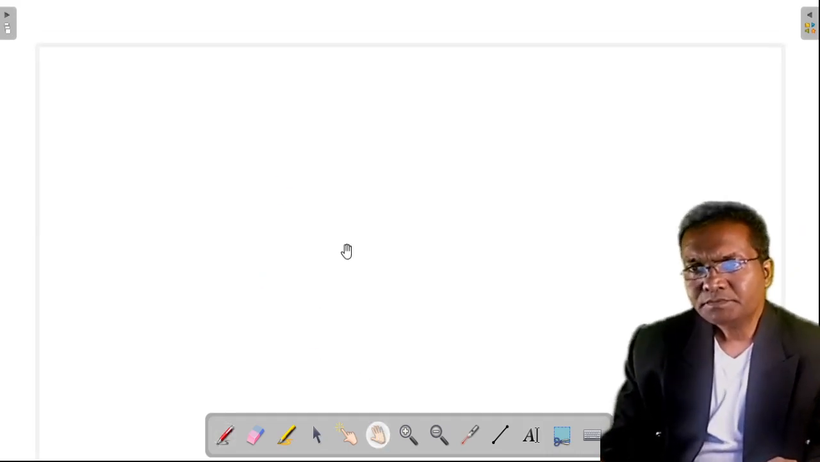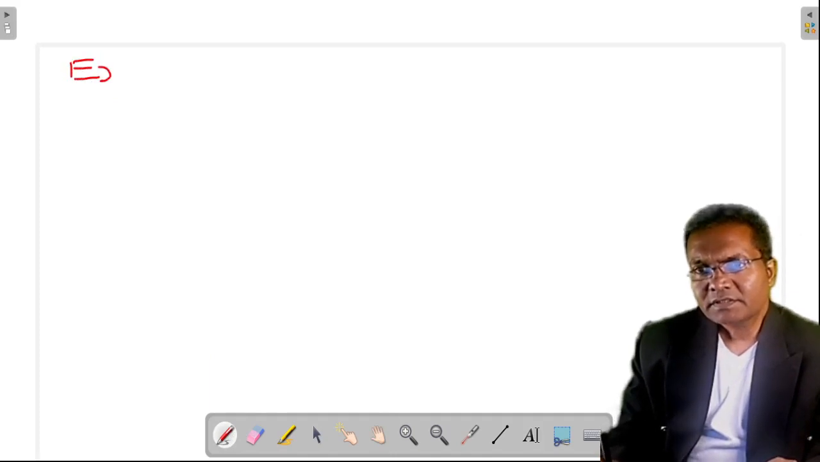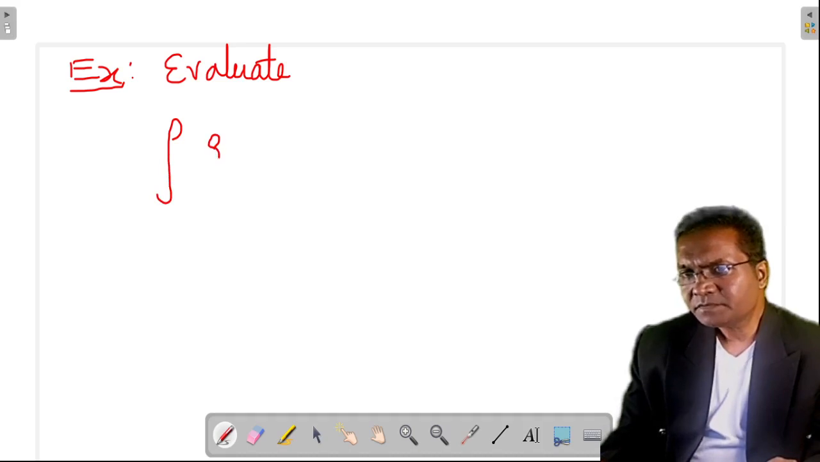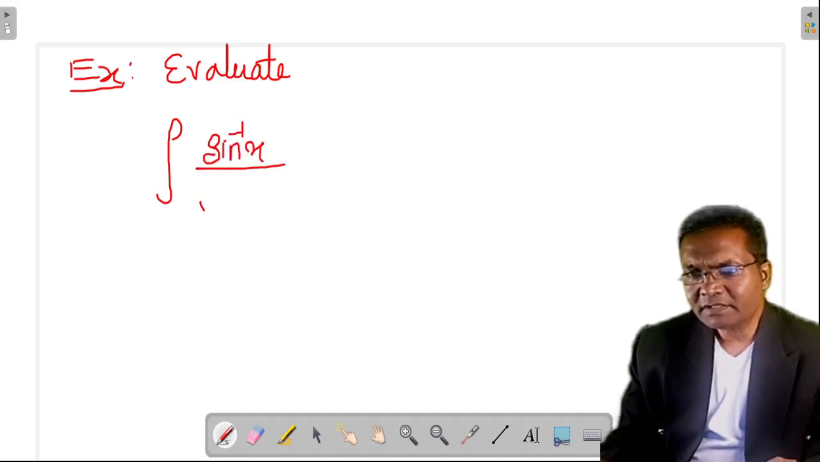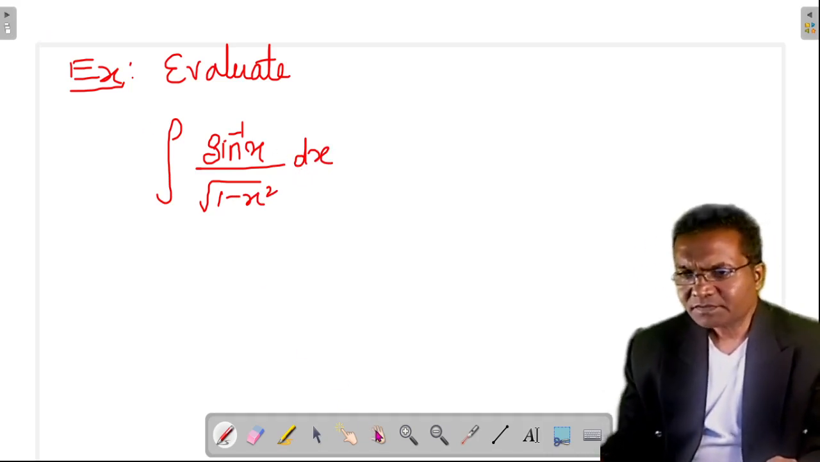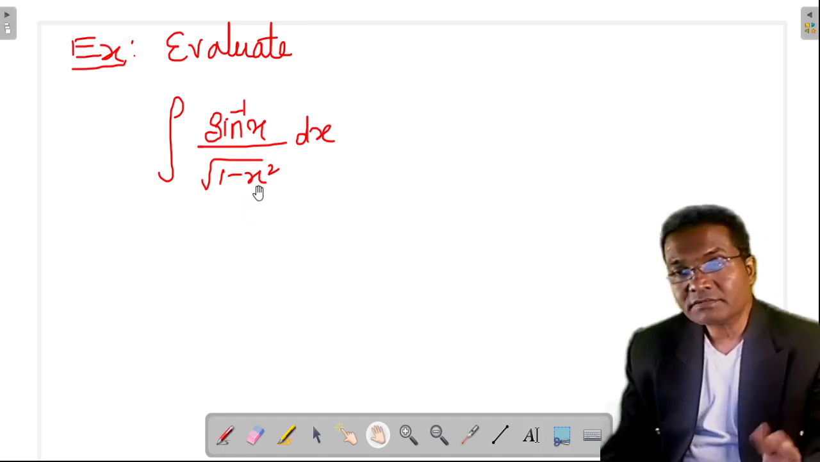Suppose this is the question: evaluate the integration of sine inverse x by under root 1 minus x square dx. I am taking a simple example. Now see here, you might have seen 1 by under root 1 minus x square somewhere else.